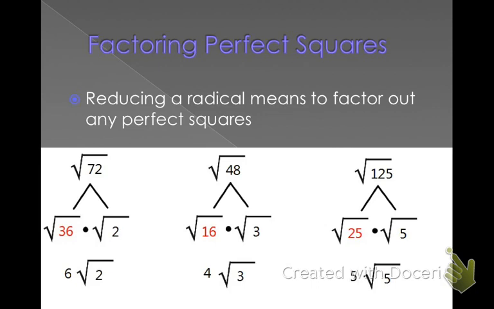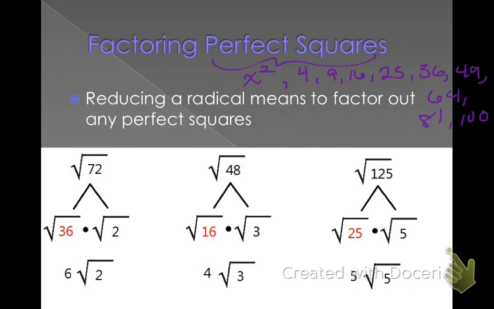The method I'm going to show you for reducing your radicals, so taking a radical that's fairly large and breaking it into a simpler version, we're going to factor out a perfect square. So a perfect square, first off, is any number that can be written as another number squared. So for example, it would be 4, 9, 16, 25, 36, 49, 64, 81, and 100 are the first 10 perfect squares.